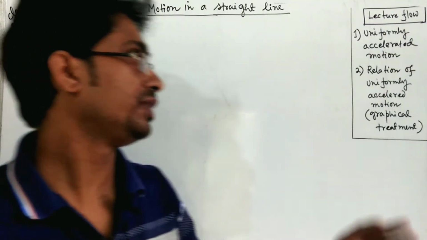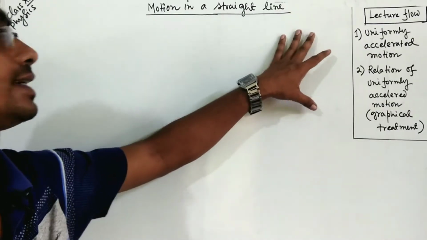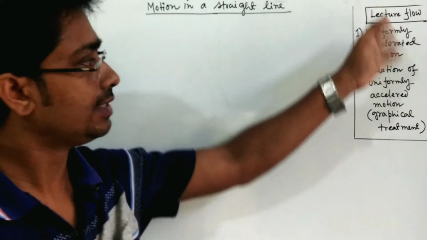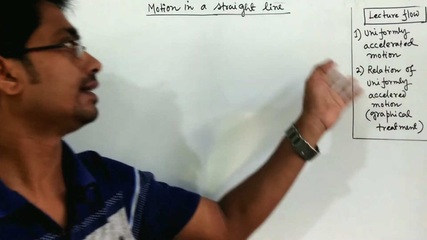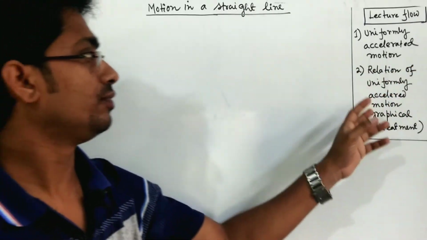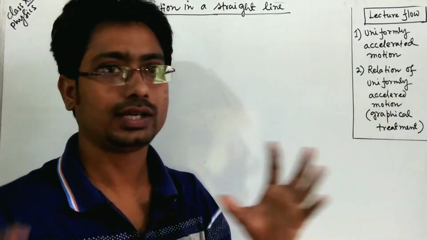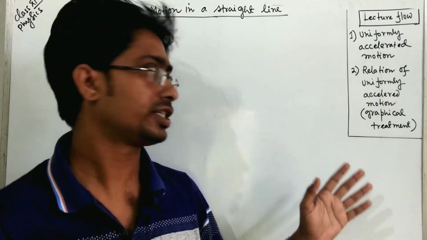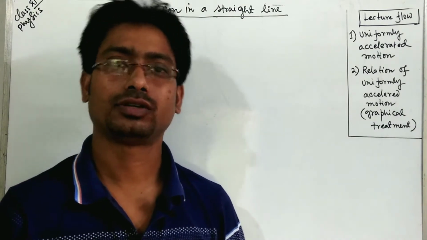Dear student, today we'll discuss under the chapter motion in a straight line. These are the topics today. Lecture flow will be like that: uniformly accelerated motion and relations of uniformly accelerated motion, only graphical method, but I will show you the calculus method also. But in this academic session you have only graphical method according to CBSE.